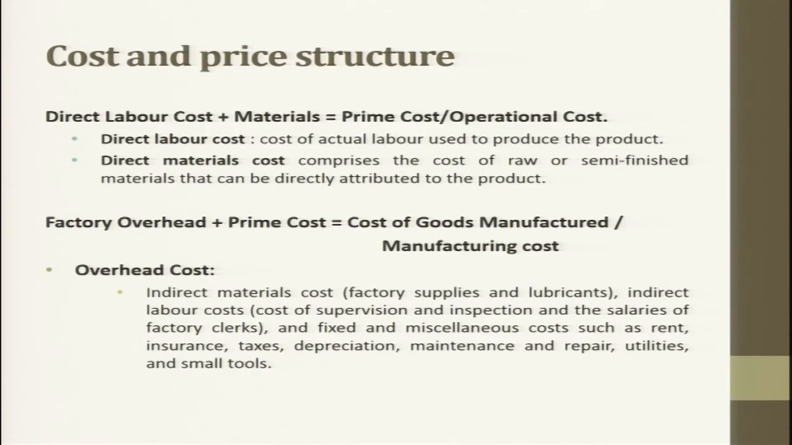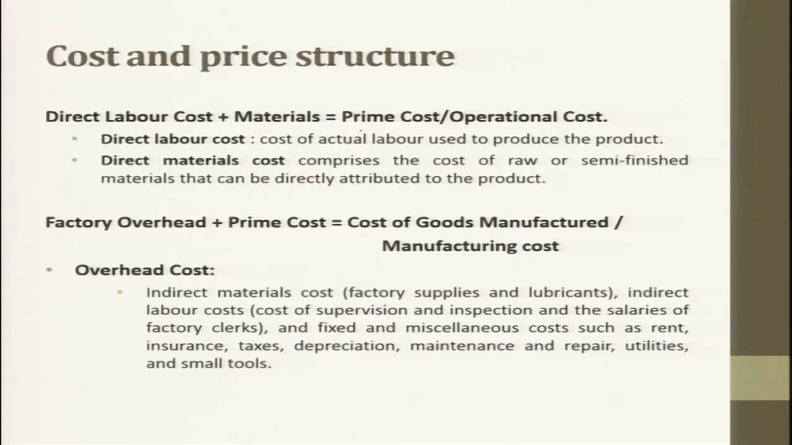The very first cost that I would like to discuss is prime cost. Total cost is the cost of the product. Cost of the product has certain components like prime cost, then factory cost. So, what is prime cost? Direct labor plus direct material cost is prime cost. This is direct material, and this is known as prime cost or operational cost.